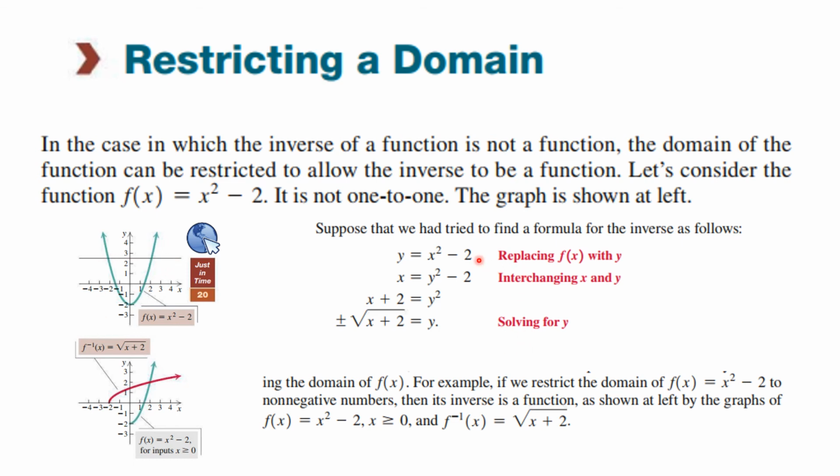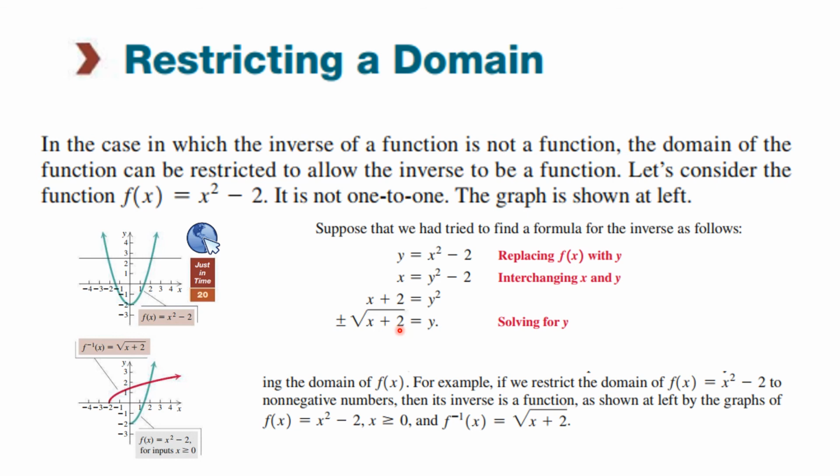But suppose we tried to find a formula for its inverse anyway, and we were to replace f of x with y. That's what happens on this step. And then we interchange. Everywhere we have an x, we put a y, and everywhere we have a y, we put an x. And then we solve for y in terms of x. We get y squared is equal to x plus 2. But that means that y, by the square root property, is equal to plus or minus the square root of x plus 2. That's why it's not a function.